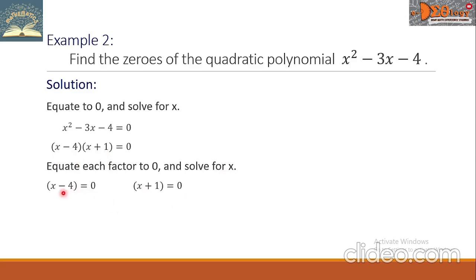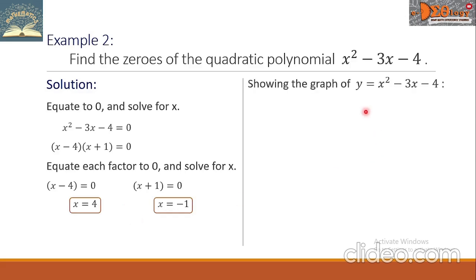We transpose the negative 4 to the right. The first value of x equals 4. In the second equation, the positive 1 we transpose to the right. The second value of x equals negative 1. These are the zeros of the polynomial.